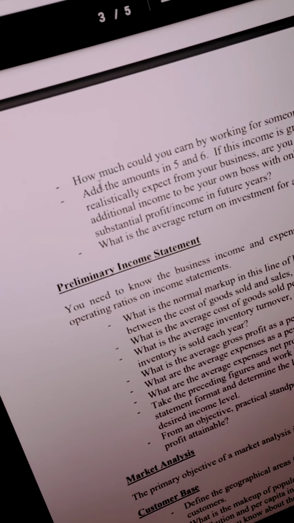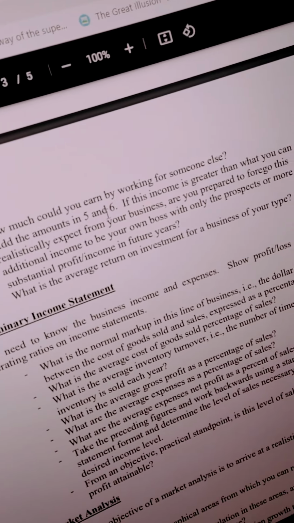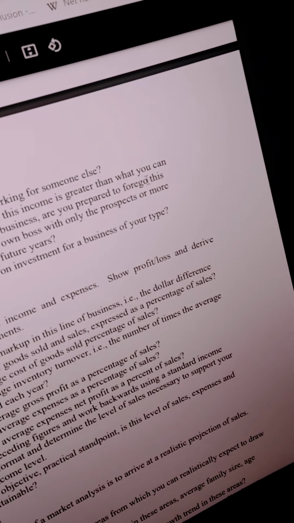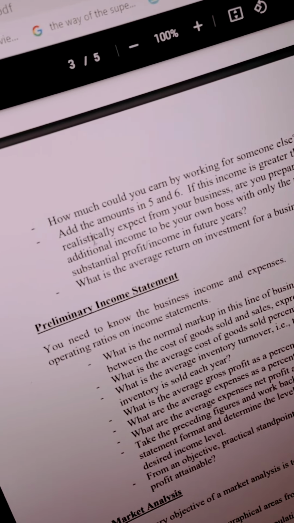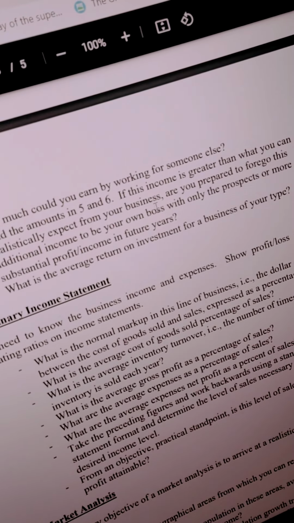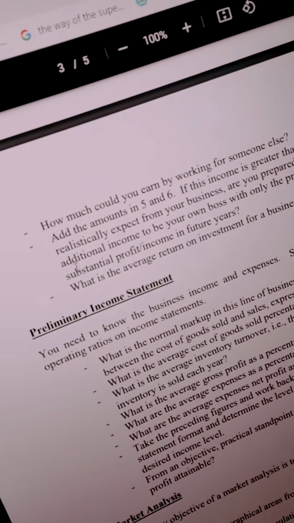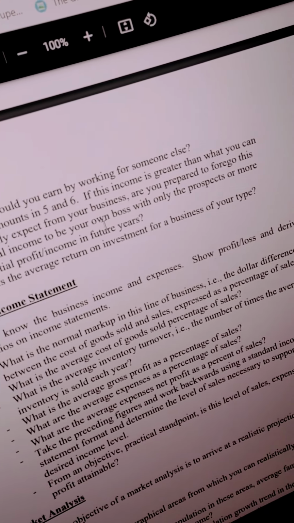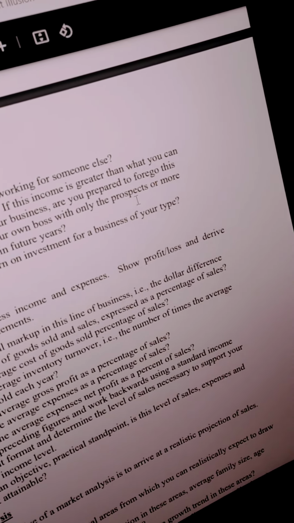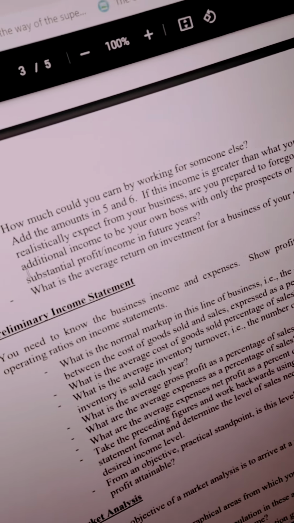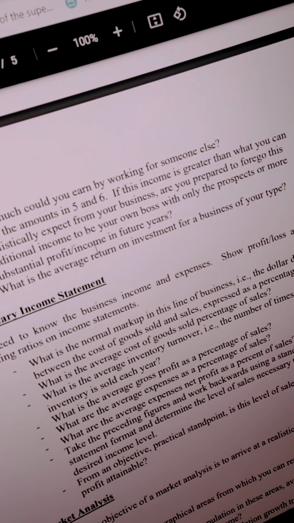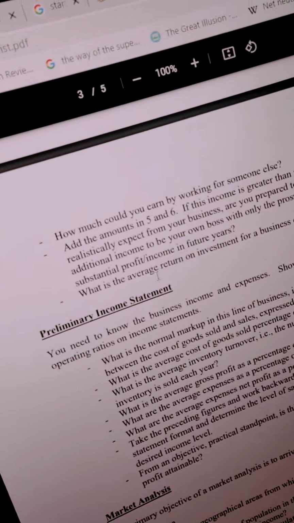Questions you ask: How much could you earn by working for someone else? Add the amounts in 5 and 6. If this income is greater than what you can realistically expect from your business, are you prepared to forego this additional income to be your own boss with only the prospects of more substantial profit income in future years?